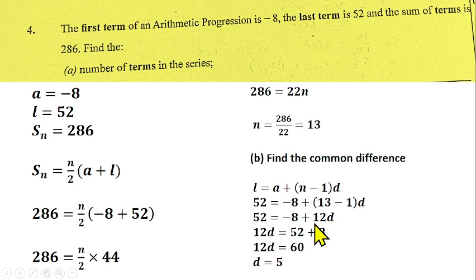From there, we can collect like terms. 8 can come here, so you have 12d equals 52 plus 8. That gives us 60. Divide both sides by 12, d will be equal to 5. So the common difference for the sequence is 5. And that's the solution for question number 4.